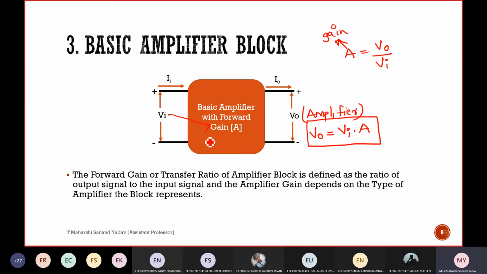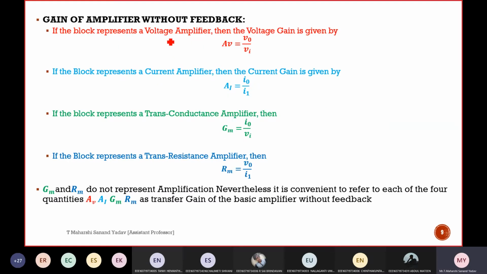Gain. Okay, we have already seen this. See here, the forward gain or transfer ratio of amplifier block is defined as the ratio of output signal to the input signal, and the amplifier gain depends upon the type of the amplifier the block represents. Next, in this also there are types. 4 types of basic amplifiers are there, which we shall see. Okay. Next, see this gain of amplifier without feedback. Next, we shall see about gain of the amplifier with feedback.